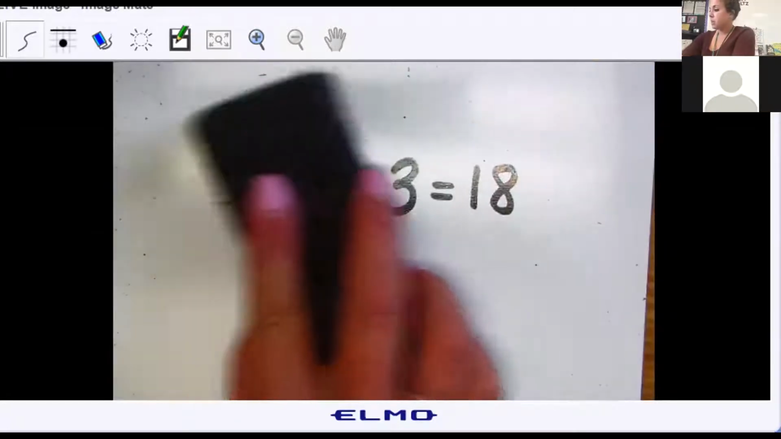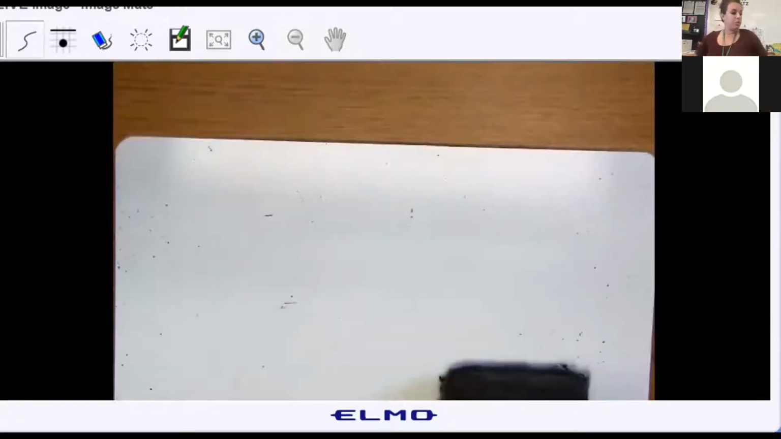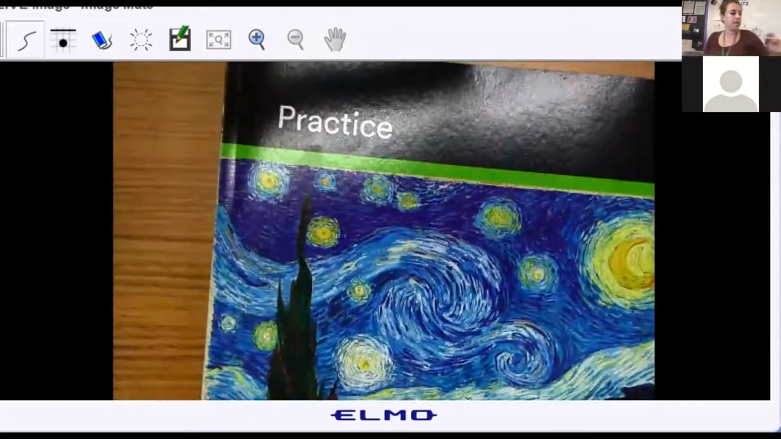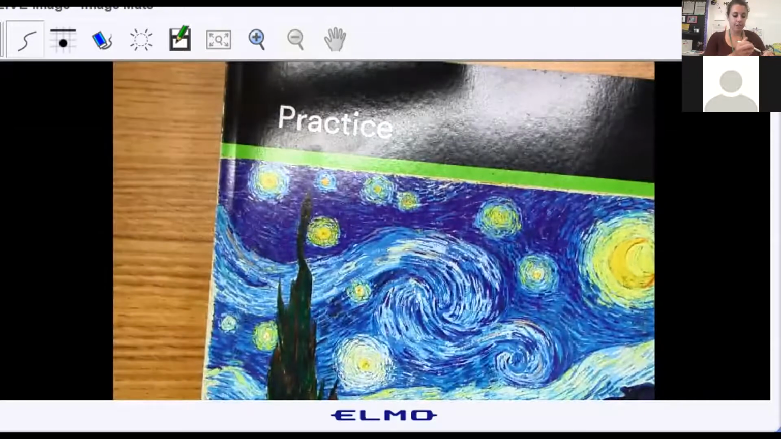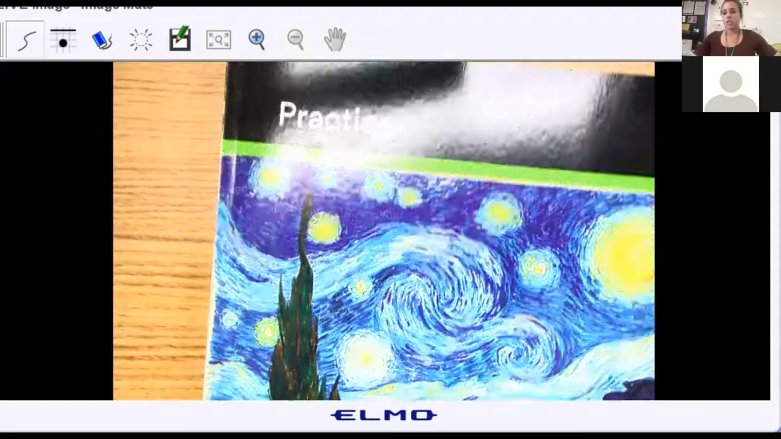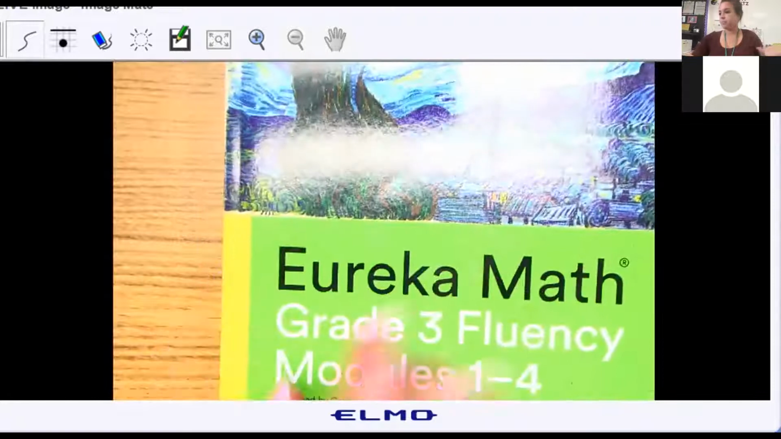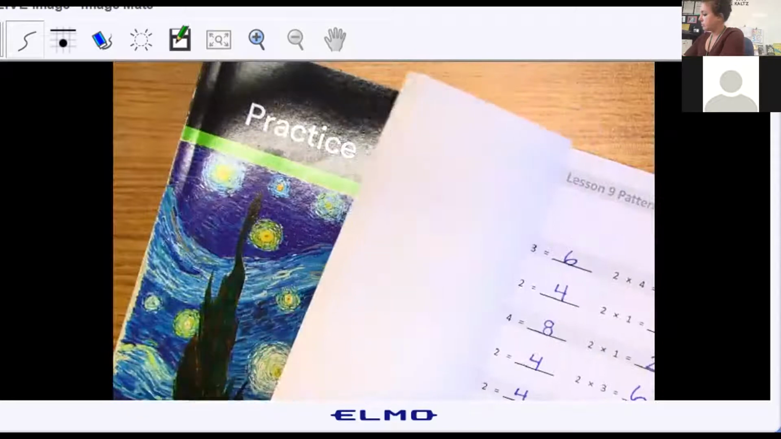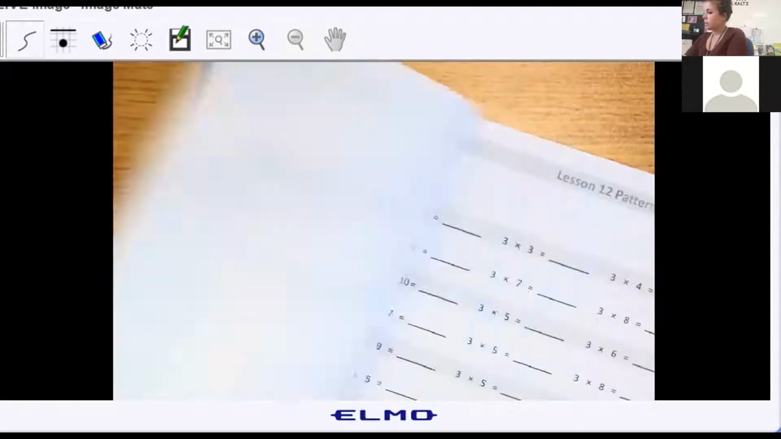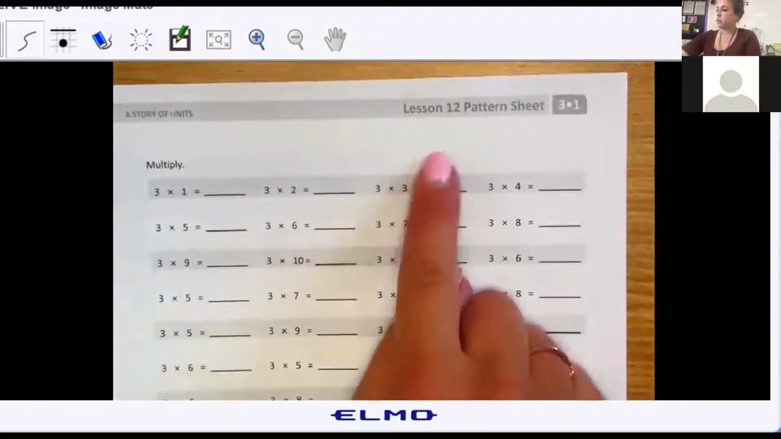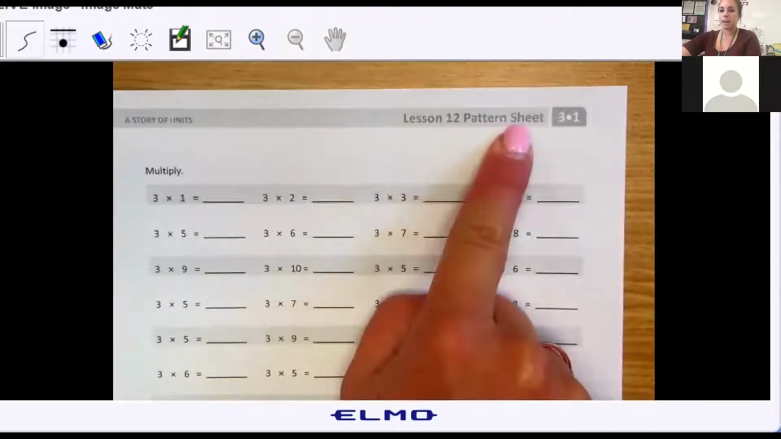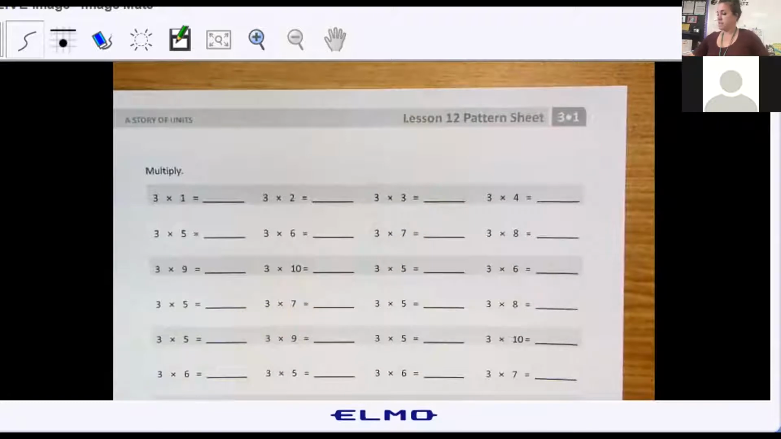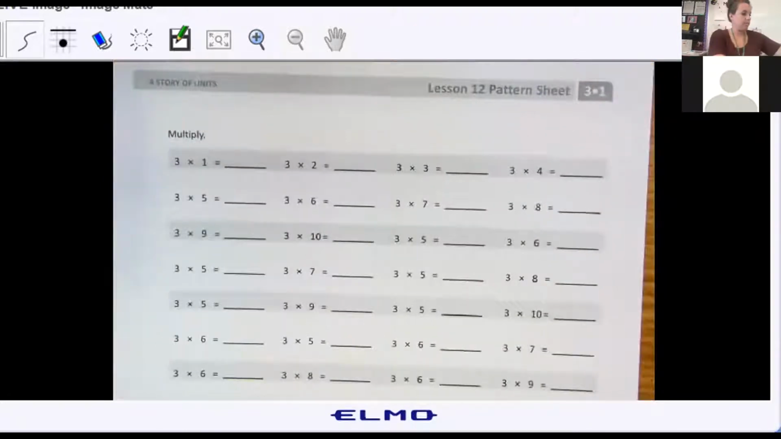All right. Now we're going to jump into our practice book. And we're going to do another pattern sheet just like we did for yesterday's lesson. So the practice book is the yellow. And we are going to go to page 23. Page 23, it says Lesson 12 Pattern Sheet 3.1.